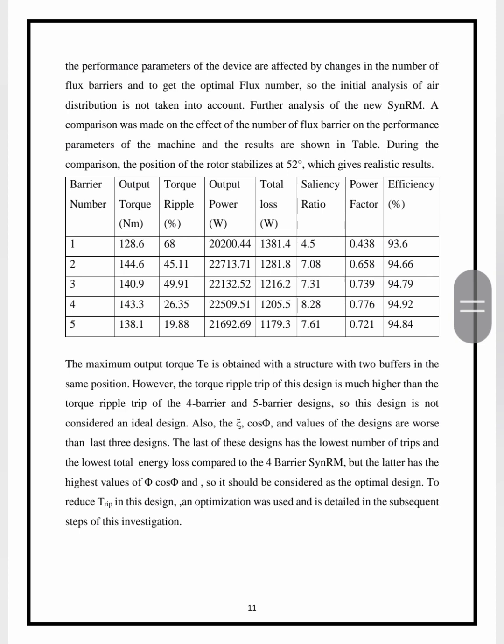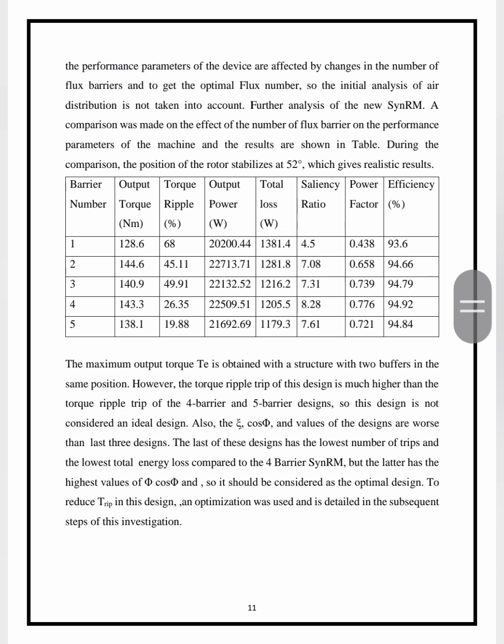Now, there are some parameters which influence the rotor technology efficiency. First is the barrier number. Barrier number may be 1, 2, 3, 4, and 5. Next is the output torque, torque ripple, output power, total loss, saliency ratio, power factor, and then we will get the efficiency percentage. The maximum output torque is obtained with the structure with two barriers in the same position. Buffers can be the barriers as well.